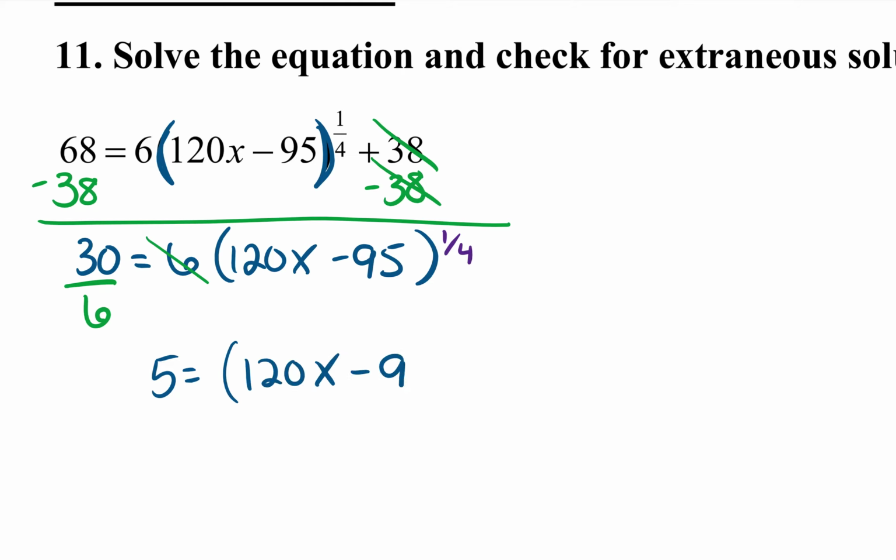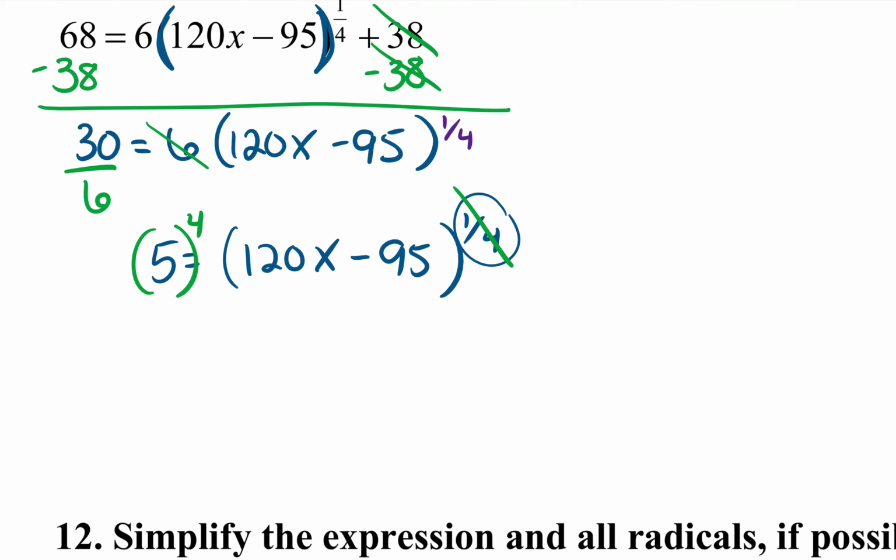120x minus 95. Now, whatever my exponent is here, 1/4, I do the opposite on the other side. So 1/4, if I flip it, it's just 4. So if it was a 4 or a 3 or a 2, it'd be 1 over that number. So like 3 would be 1/3, 2 is 1/2, and so on. So if it's a fraction, I just flip it and it becomes a whole number. That gets rid of my exponent. So 5 to the 4th is 625. Now I can drop the parentheses.